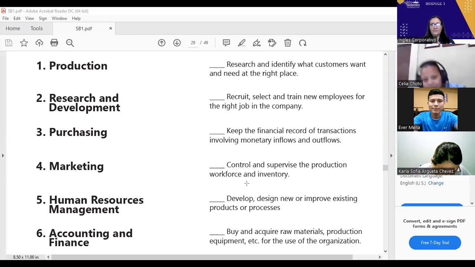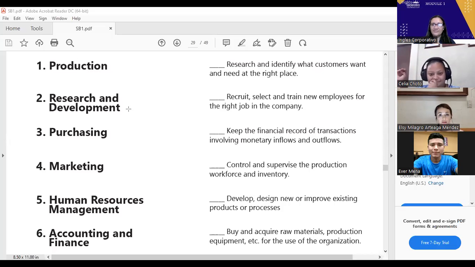So production, what is the definition of the area? Research and identify what customers want and need at the right place. Is that correct? Everybody agree? Okay, no. Control and supervise the production workforce. Yes. Okay, so control and supervise the production workforce and inventory.